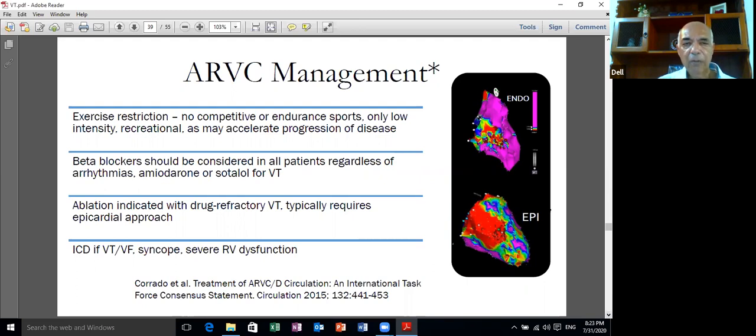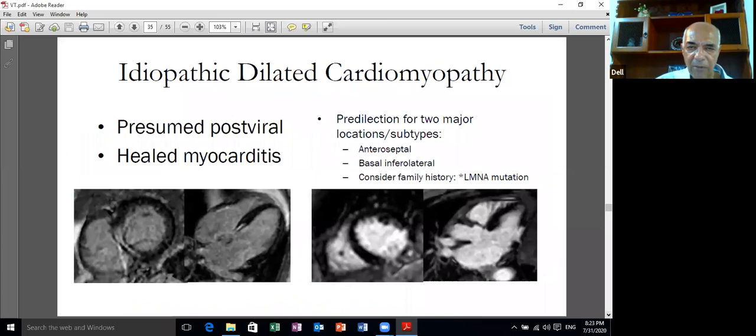ARVC. So the treatment is exercise restrictions and the avoidance of competitive and endurance sports. Beta blockers should be considered in all patients regardless of the presence or absence of arrhythmia. Ablation for drug refractory, which requires frequently epicardial approach, since the fatty infiltration and the scarring and inflammation is essentially epicardial. And ICD is indicated for secondary prevention, VT, VF, syncope, and in conditions of severe right ventricular dysfunction.